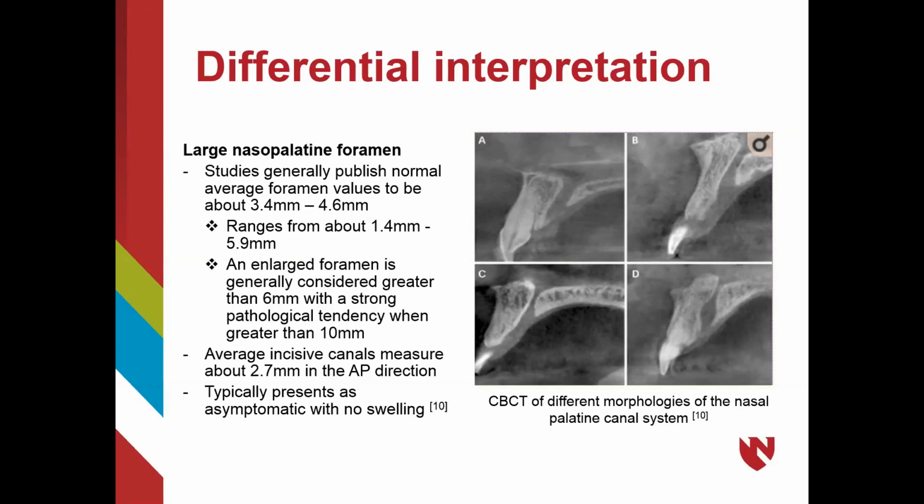a strong pathological predilection. Incisive canals are typically smaller in diameter than incisive foramen and average about 2.7 millimeters in the anterior-posterior direction and vary plus or minus 1 millimeter depending on where the measurement was taken within the canal system. If you look at the CBCT radiograph on the right, note the four different non-pathological bony morphologies of the nasopalatine canal system.